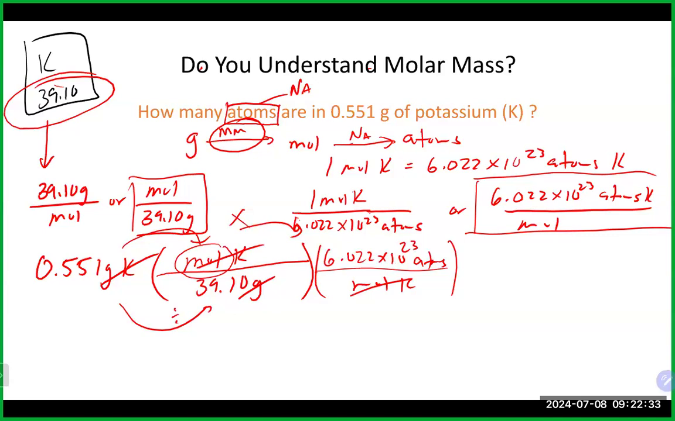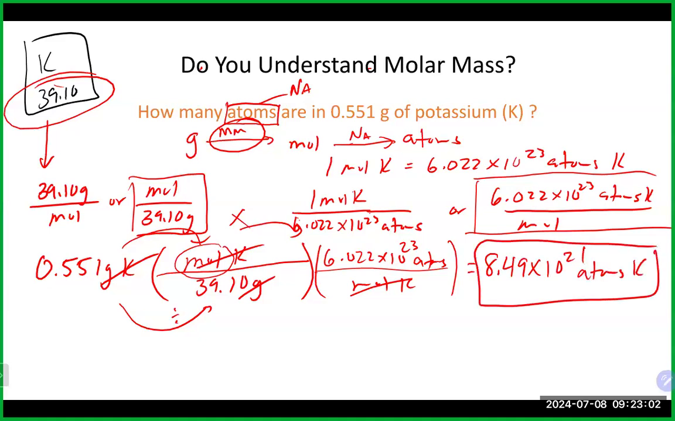In this case, we also want to make sure that we do use our exponent button when we punch in Avogadro's number. So we're going to take 0.551 times 6.022, exponent button 23, and hit equals, divide by 39.10 and hit equals. And that is going to get us 8.49 times 10 to the 21 atoms of potassium. So it's a lot of atoms of potassium, but that is how much would be in 0.551 grams of it.